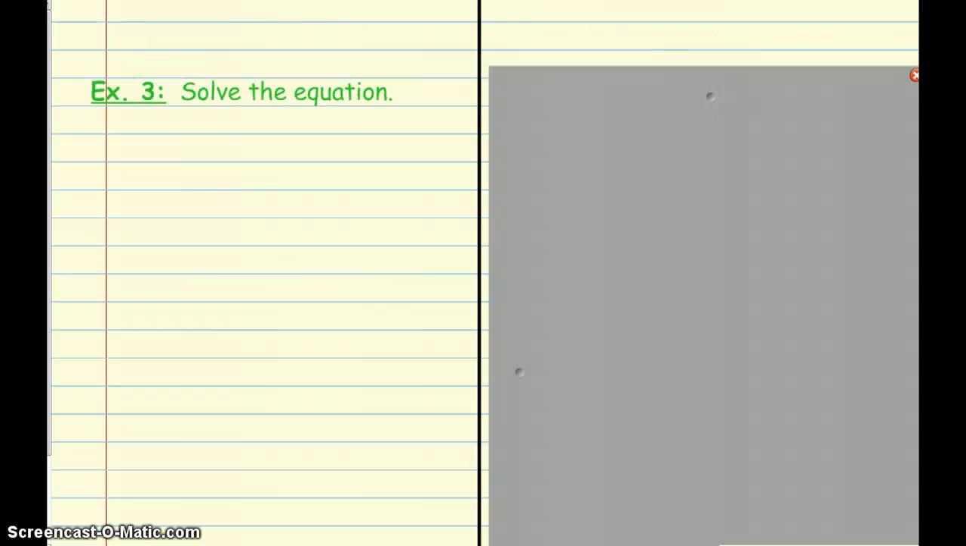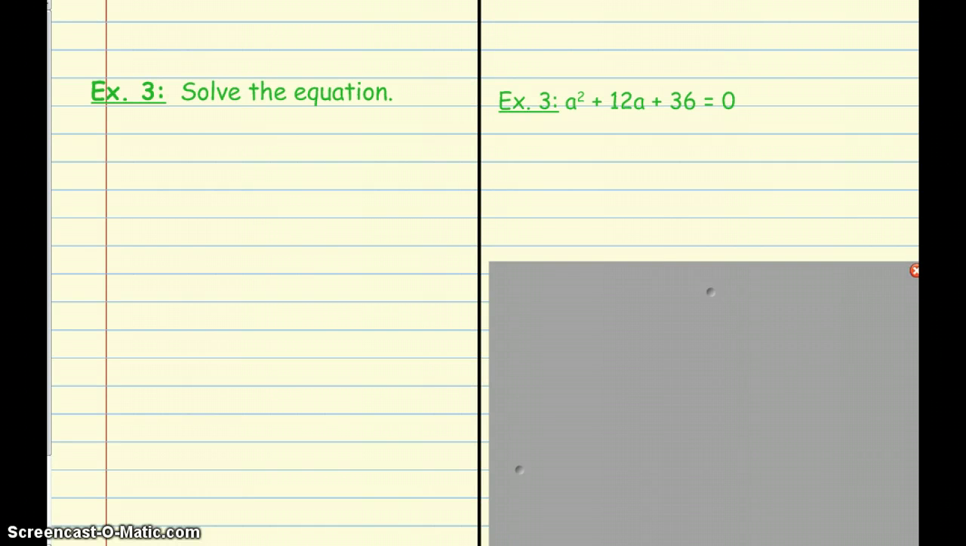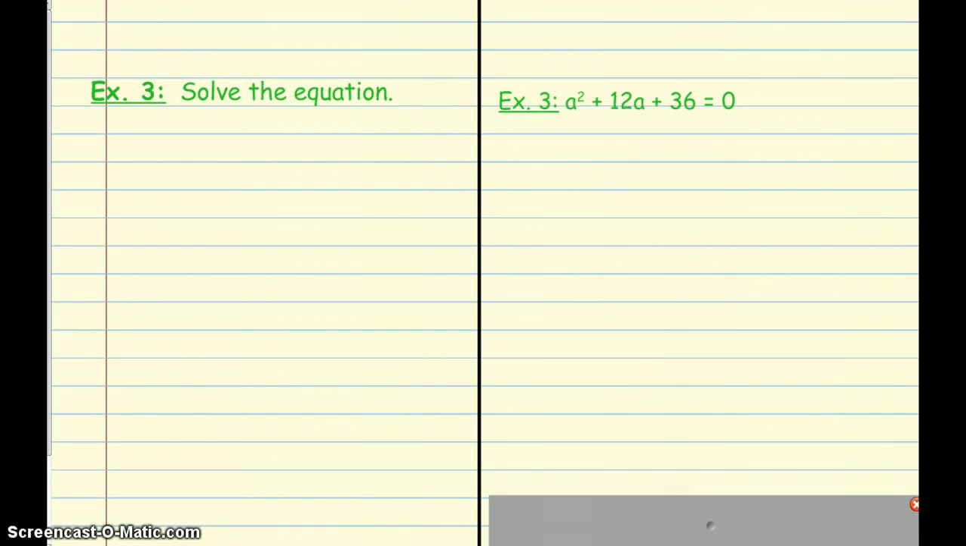Now, we want to solve this equation. We have a squared plus 12a plus 36, and we're going to use all of these factors in order to help us solve this particular equation. So the first thing that we need to do is look for a greatest common factor.